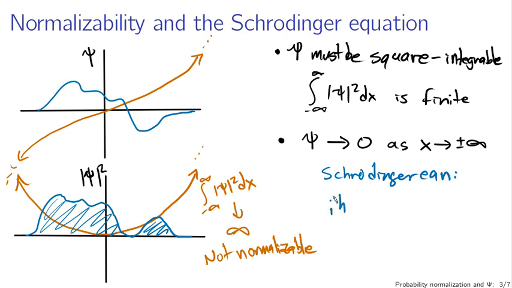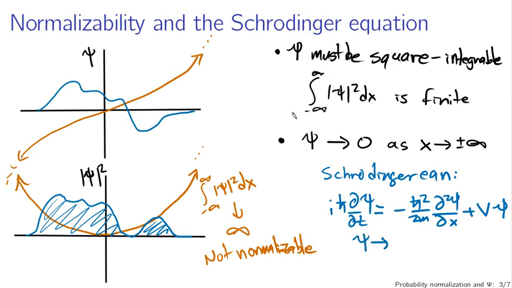The Schrodinger equation is i h bar partial derivative with respect to time of psi equals minus h bar squared over 2m second derivative of psi with respect to position plus the potential times psi. Now, if I made the substitution psi went to some constant a multiplied by psi, you can see what would happen. Here I would have psi times a, here I would have psi times a, and here I would have psi times a. So I would have an a here, and an a here. So I could divide through this entire equation by a, and all of those a's would disappear, and I would just get the original Schrodinger equation back.